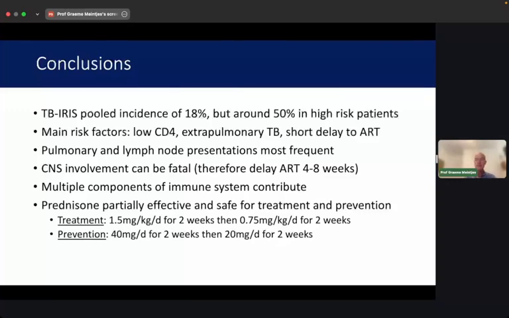And for prevention in high-risk patients, the dose was 40 milligrams per day for 2 weeks, followed by 20 milligrams per day for 2 weeks, also just 4 weeks.